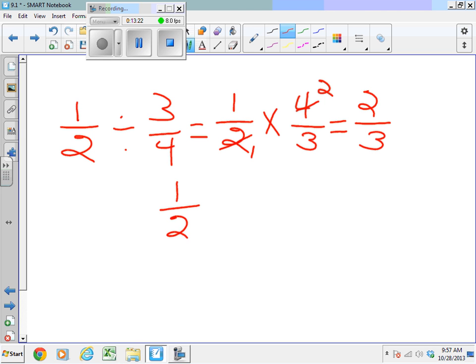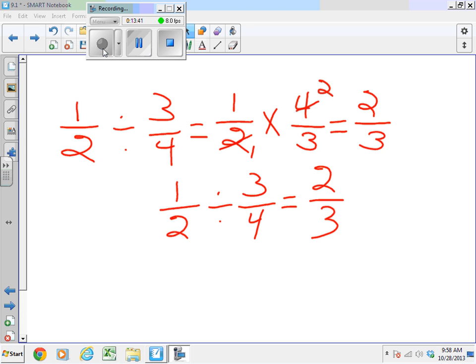Therefore, if I have 1/2 of something, a half of a cup, and I need to divide it into 3/4, I know that there are 2/3 of 3/4 in 1/2. The rule for division of fractions is to invert and multiply. Invert the divisor and multiply by the dividend.